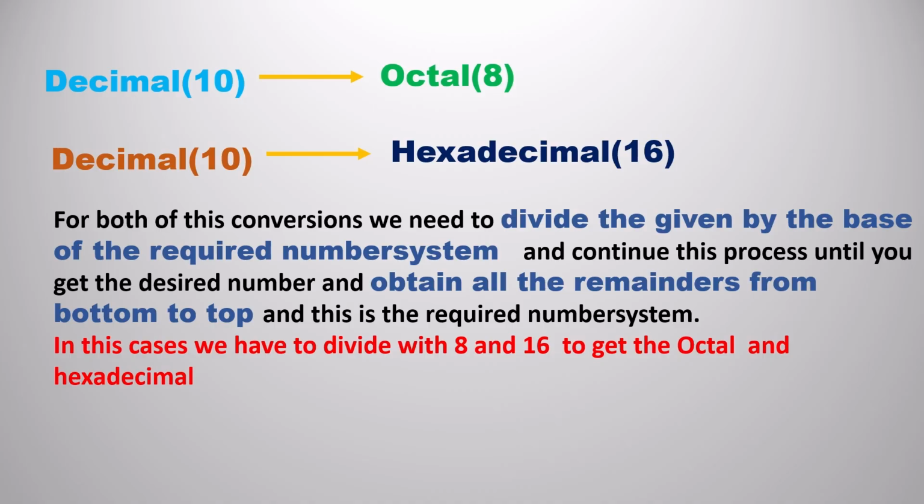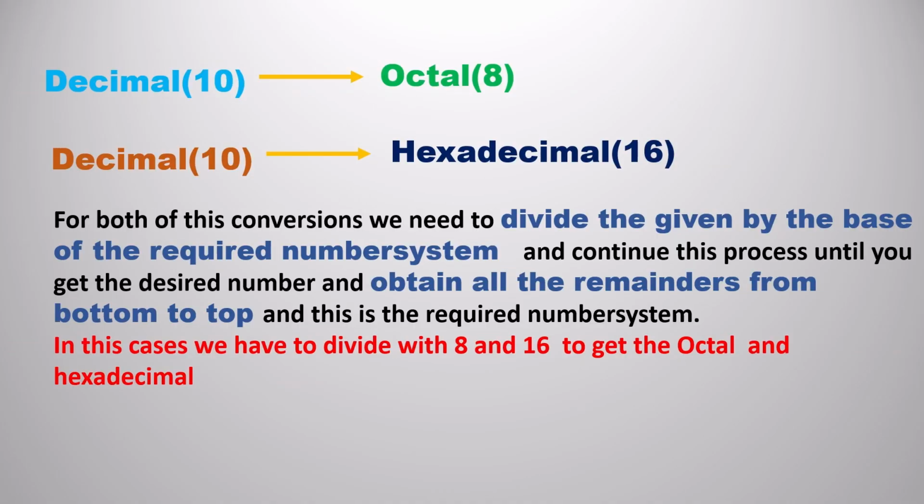So let's see with an example after. So let's continue the statement. After this statement is completed, let's see the examples, so that you can understand what the conversion is and how to do it. Continue this process until you get the desired number and obtain all the remainders from the bottom to top. This is very important. We need to take from bottom to top always. That is very important, and this is the required number system.